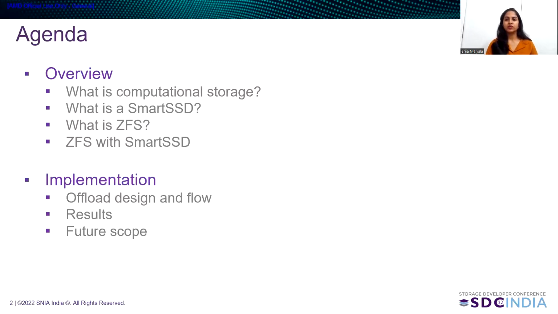As the agenda goes, we are going to first give an overview of computational storage and a quick overview of the SmartSSD, as we have used that computational storage drive. Then we are going to talk about ZFS, why we have picked ZFS and which compression we have chosen to offload and why. Next, we'll discuss where we have modified ZFS for offload. Later, we'll discuss the offload design and flow and how much and in what all aspects we have benefited. Let's get started.